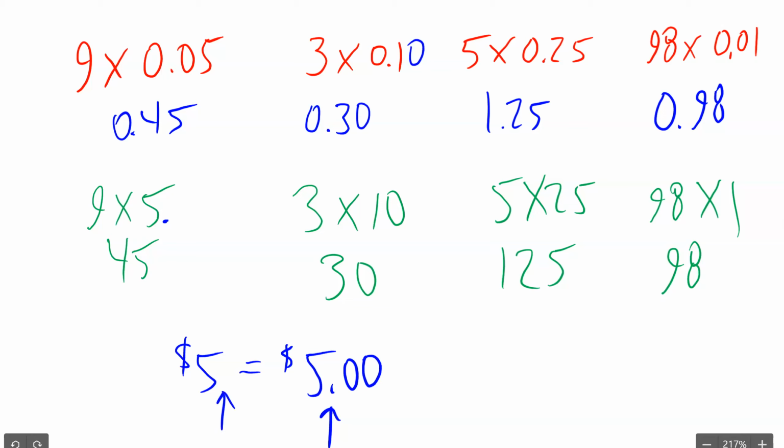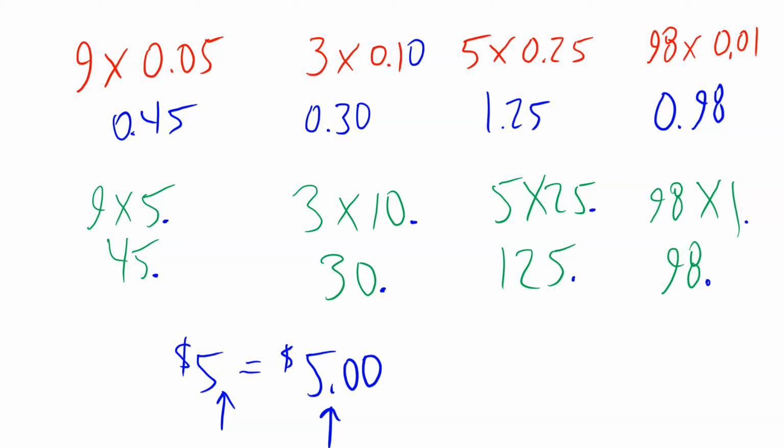So here I have 9 times 5. Well, it is 45. Where's my decimal? And yes, my decimal in my product is here at the end. 3 times 10. And here's my decimal at the end of my product. 5 times 25. My decimal is at the end of my product. 98 times 1 is 98. So we see that the decimal is still there even when we were doing it before. So decimal multiplication isn't really any different. It's not really that new. We've been doing it for years. We just didn't realize it.